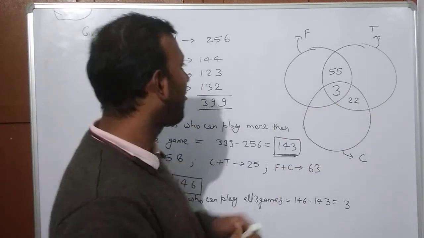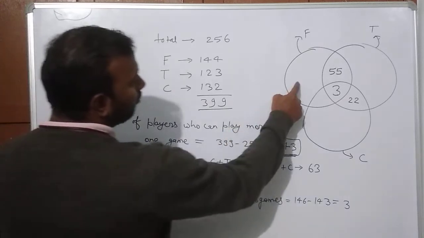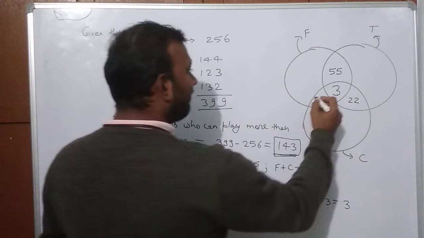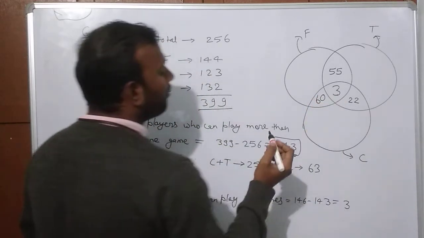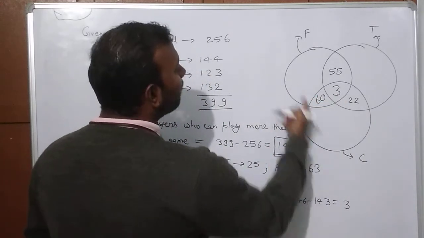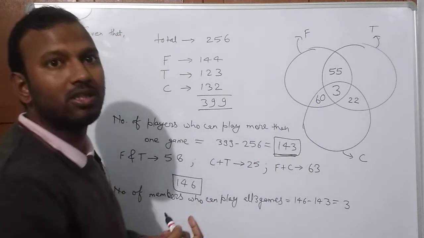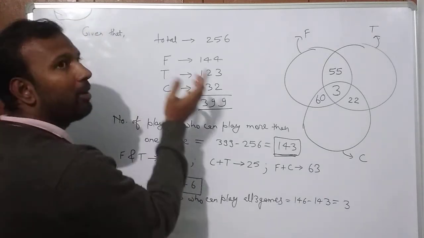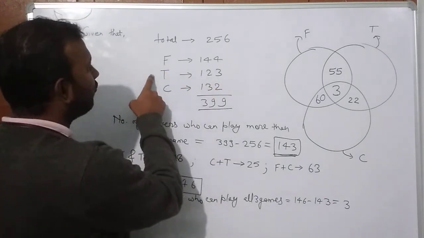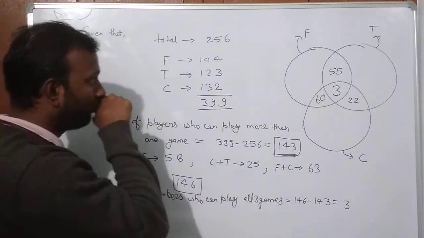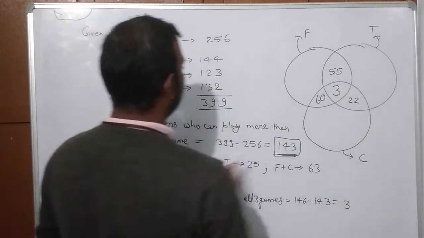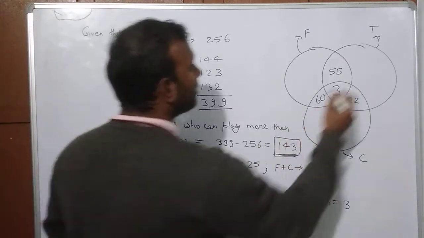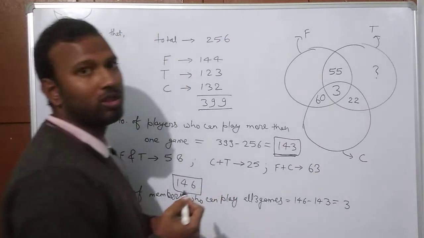Now, for football and cricket, we have 63. So 3 plus 60 will be 63. So the number of members who can play only cricket and football is 60. That is the answer. And also, we are given how many members can play football: 144, tennis 123, cricket 132. Here for tennis, they have asked how many players can play only tennis. This is our question part.